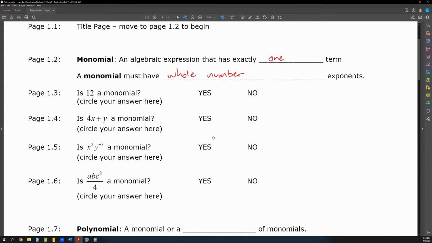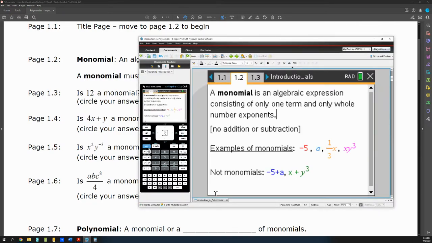So let's take a look. Is 12 a monomial? On the following page? Oh, let's take a look at some examples first. So examples: -5, a, 1/3 x, xy to the third. Notice all of these are just a single term. There's no addition or subtraction, and all of these exponents are whole numbers. They're either 0 or counting numbers, 1, 2, 3, 4, 5. The number in front, the coefficient, can be a fraction. As long as the exponent is a whole number and there's only one term, we have a monomial.